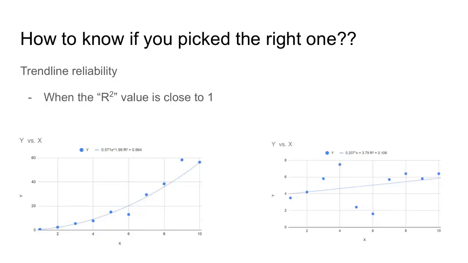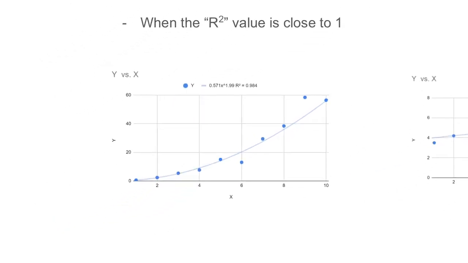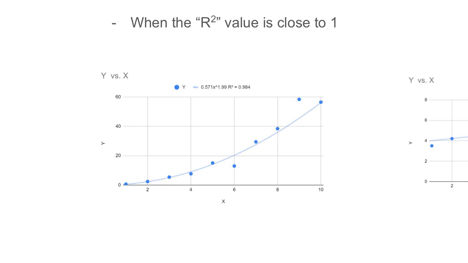So as we're trying to figure out which type of trend line fits our data the best, we've got to be able to ask, how do we know if we picked the right one? And there is a way of doing that, and that's called the R-squared value. We know that when the R-squared value is close to 1, our trend line is a good fit for our data. And you can see that this data set right here has an R-squared value of 0.984, which is a good fit for our data. Essentially what the R-squared is doing is taking how far away all of these data points are from the trend line. And without getting too much into the detail, the closer they are, the closer the R-squared value is to 1.